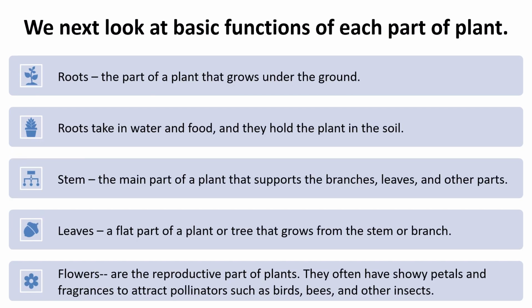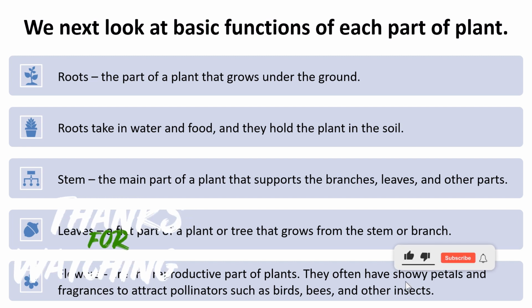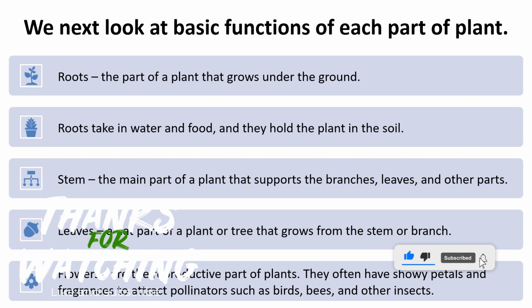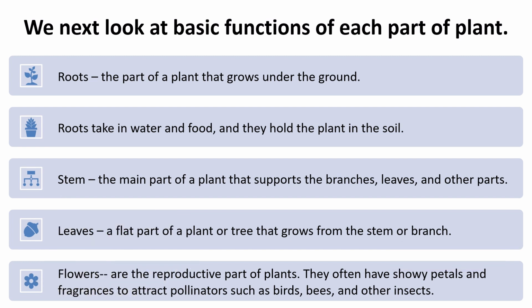We next look at basic functions of each part of the plant. Roots, the part of a plant that grows under the ground. Roots take in water and food, and they hold the plant in the soil. The stem, the main part of a plant that supports the branches, leaves, and other parts. Leaves, a flat part of a plant or tree that grows from the stem or branch. Flowers are the reproductive parts of plants. They often have showy petals and fragrance to attract pollinators such as birds, bees, and other insects.